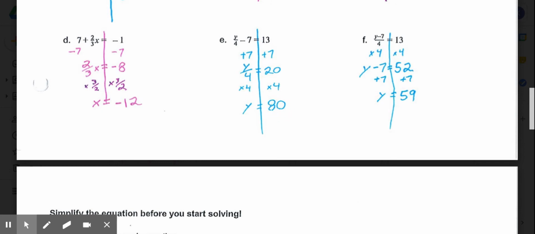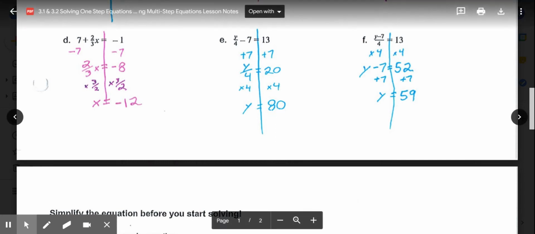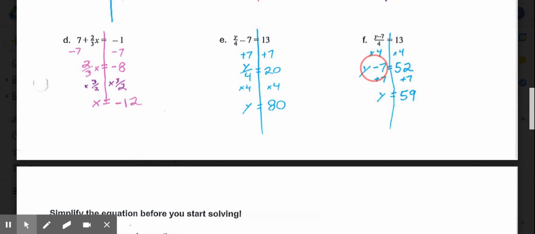And then finally on this page, F. In F, we have y minus 7 all divided by 4, and that equals 13. Now if one whole side is a fraction, we need to get rid of that denominator first, because this would technically be y divided by 4 minus 7 divided by 4. So we multiply both sides by that denominator to cancel out the whole fraction bottom. So multiply both sides by 4, and it would be y minus 7 equals 52.